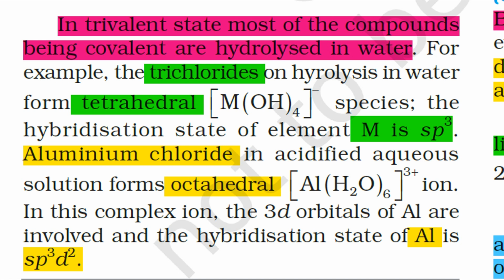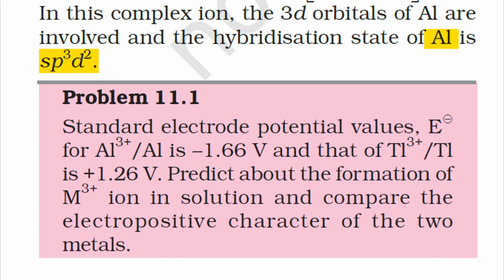We'll discuss this tetrahedral and octahedral species a few minutes later, while we study important trends and anomalous properties of boron. So the next thing is problem 11.1. This problem is very simple but very important. It teaches us the most important thing: don't underestimate the power of the tables in NCERT. Okay, so now let's see the problem.